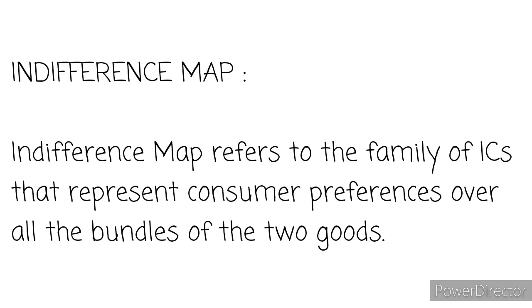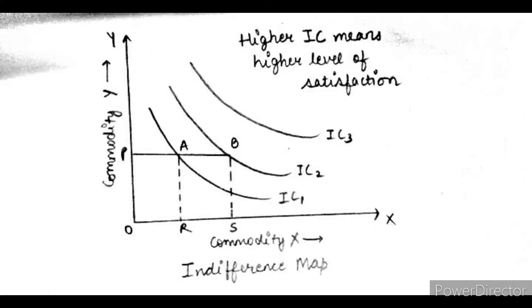Now we are going to talk about indifference map. Indifference map refers to the family of indifference curves that represent consumer preferences over all the bundles of the two goods. We are just representing all the ICs in one graph, and when we do that, it is known as an indifference map. Like in this graph, we can see IC1, IC2 and IC3.